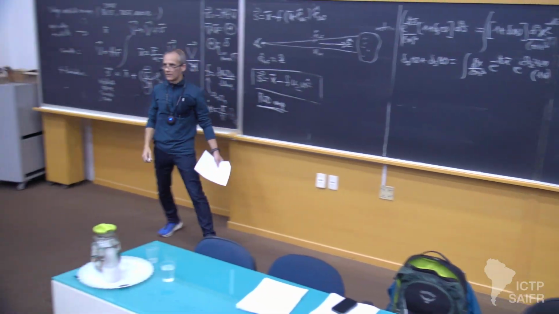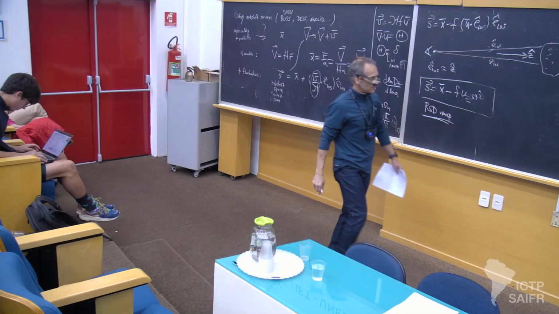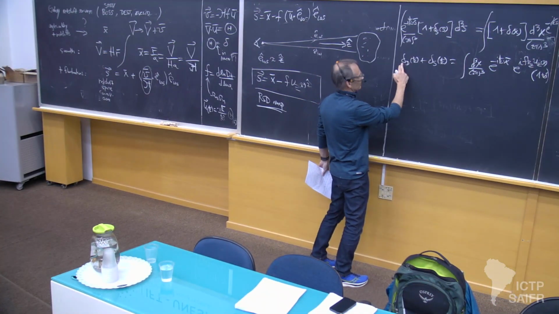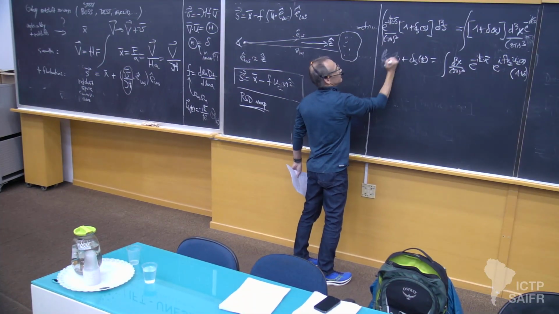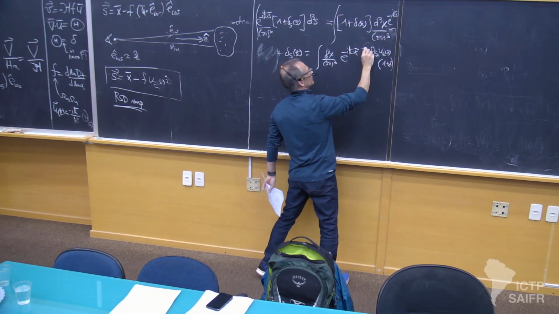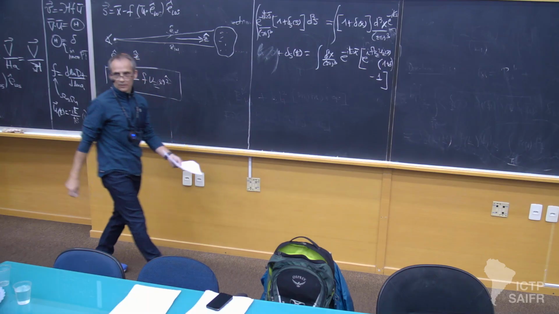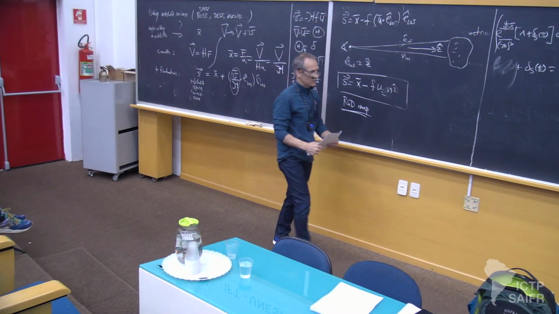Is that clear? Okay? Now I can put this Dirac delta on the other side. The integral of this alone is a Dirac delta, so I can just do this minus 1. And there you have it.